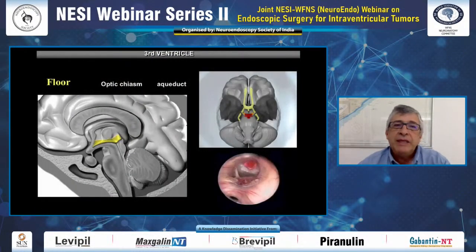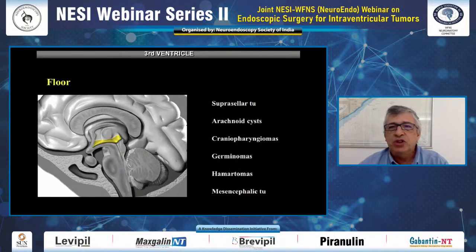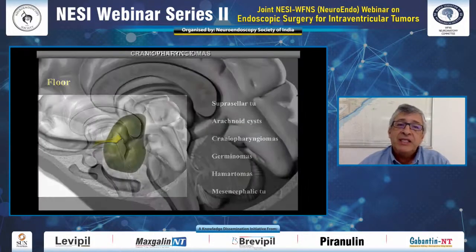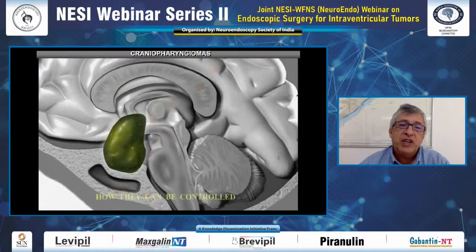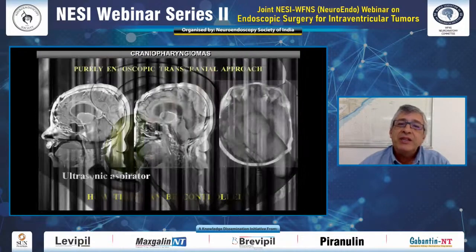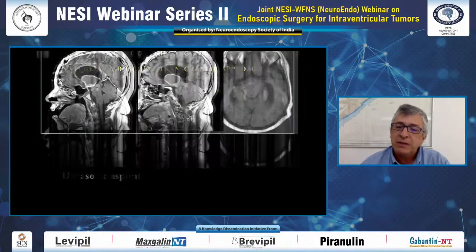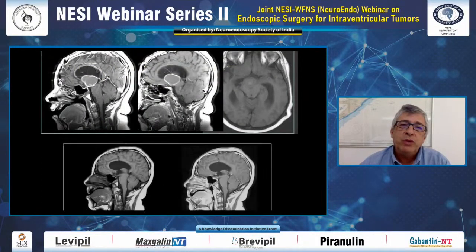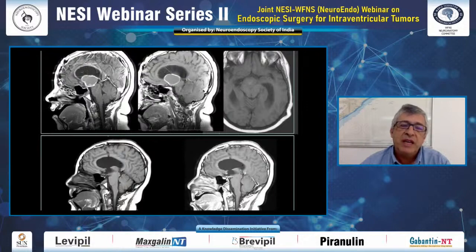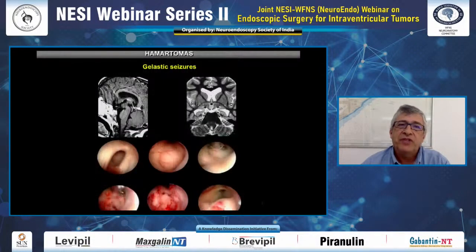So, the floor of the third ventricle is from the optic chiasm to the aqueduct. You have several kinds of tumor: suprasellar cyst, suprasellar tumor, craniopharyngioma, germinomas, hamartomas, brainstem tumor. In that situation, the most frequent is the craniopharyngioma, and when craniopharyngiomas are inside the third ventricle, I think the best treatment should be with the ultrasonic device, and here, after complete resection of the tumor.